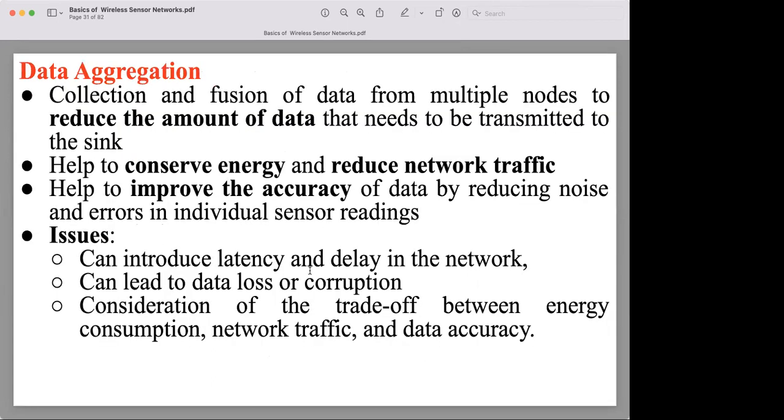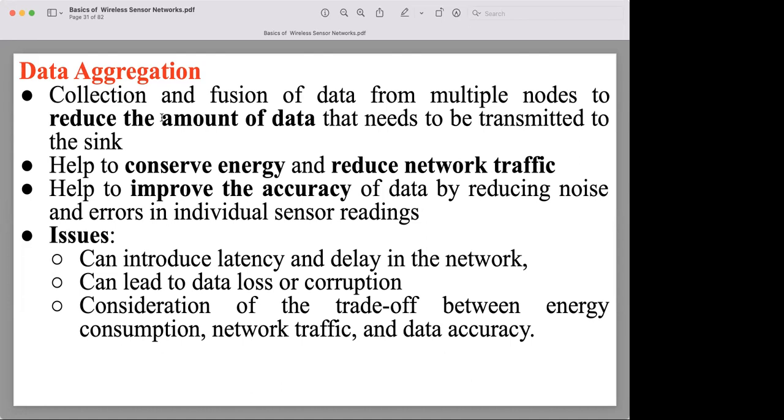So nodes generate the data. Of course, the nodes are deployed inside the field of interest. They generate the data, and multiple nodes transmit this data to each other. For example, at one node the data comes from different nodes. Definitely, they need to aggregate this data. So aggregation means the collection and the fusion of the data from multiple nodes to reduce the amount of data that needs to be transferred to the sink.